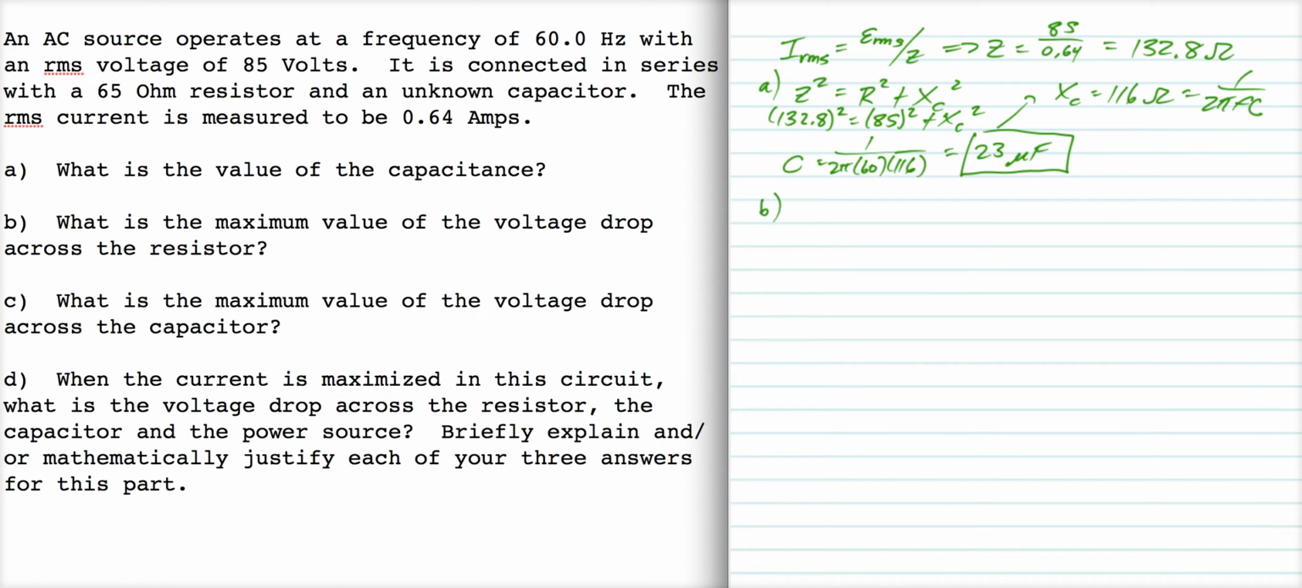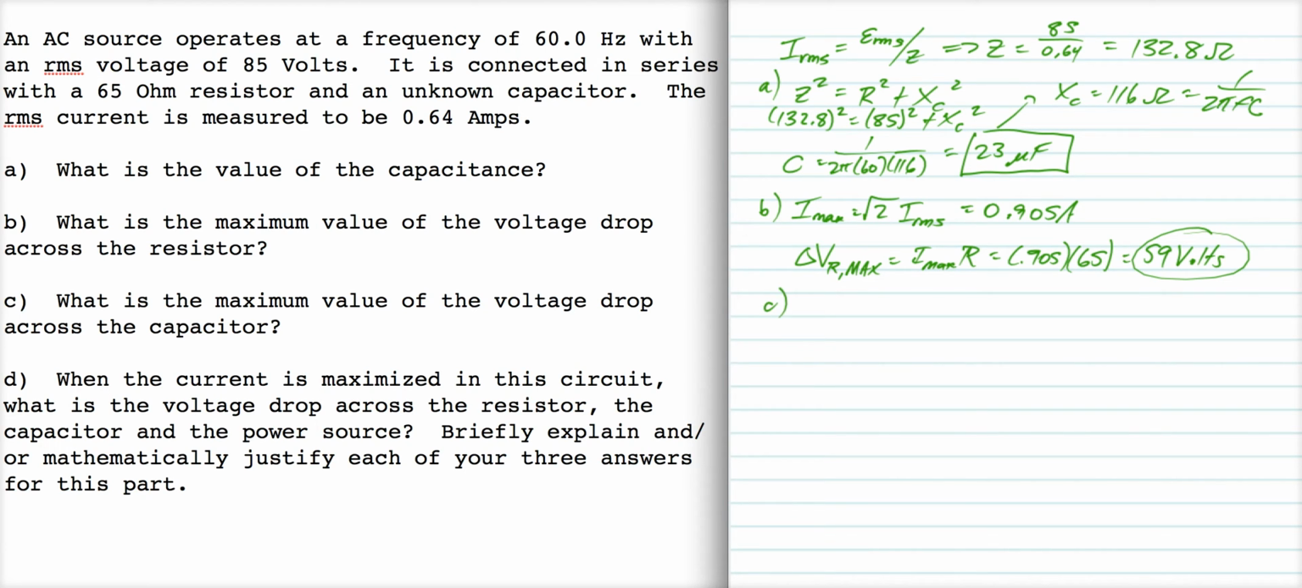Okay, part B, the maximum value of the voltage drop across the resistor, where we just need the max current. That's the square root of 2 times the RMS current, so that's 0.905 amps. And so the maximum voltage drop across the resistor is equal to the maximum current multiplied by the resistance. Easy enough. We know the max current now, and the resistance is 65 ohms, so that's 59 volts.